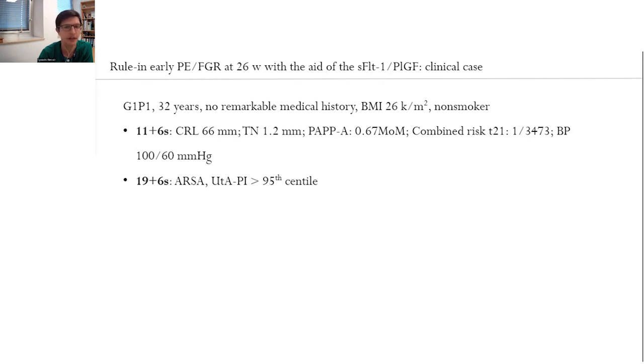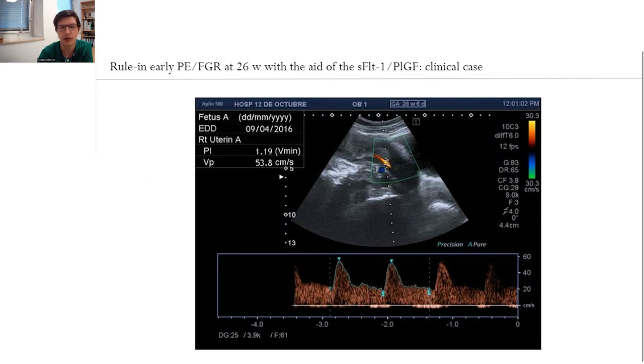So we reassessed this patient 2 weeks later. The growth was normal but slightly slow, blood pressure normal, no proteinuria, but the ratio was even higher, and the PlGF was very low. So we decided, maybe you can criticize us, to indicate corticoids. And in the next video, you can see the uterine arteries, they were not so high.